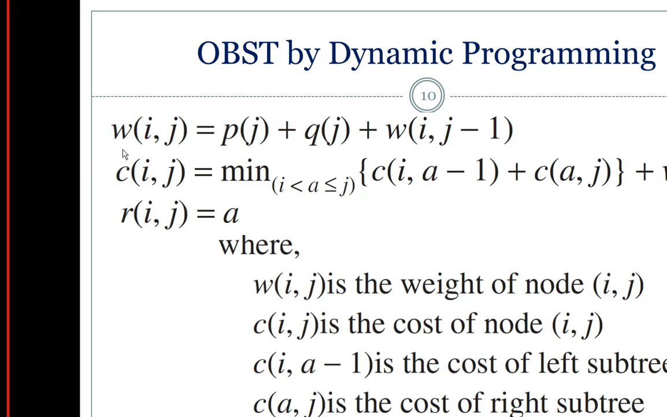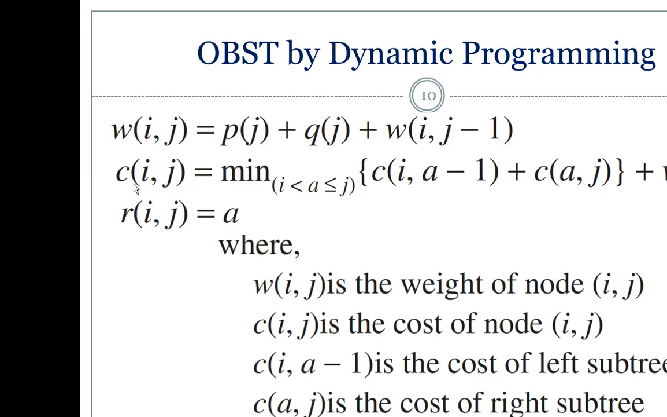Then C of ij is the cost of a node ij, and W is the weight of a node ij. So the cost C of ij is equal to the minimum over a, where a lies between i (exclusive) and j (inclusive), of C of i, a minus 1 plus C of a, j plus W of ij, and R of ij is equal to a.